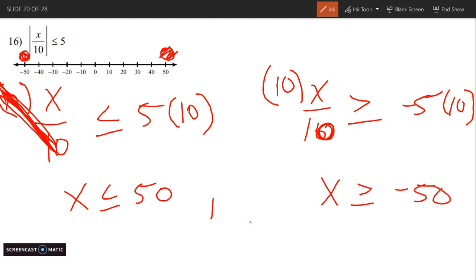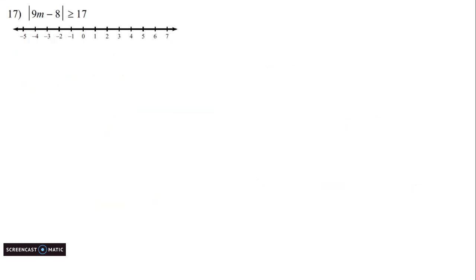It's a less than or equal to, so it's going to be an "and." So everything in between, anything that's less than 50 but bigger than negative 50, is part of the solution. You can choose any number in there and it's going to make it a true statement. For instance, if we took 10, 10 over 10 is 1, absolute value of 1 is 1, 1 is less than or equal to 5. So that gives us a true statement. All right, next one here.